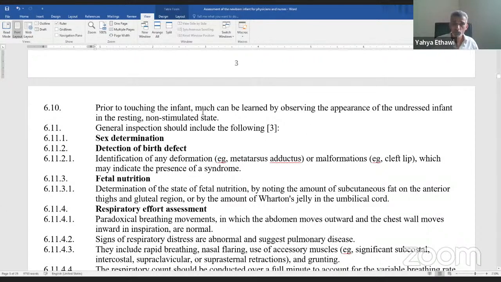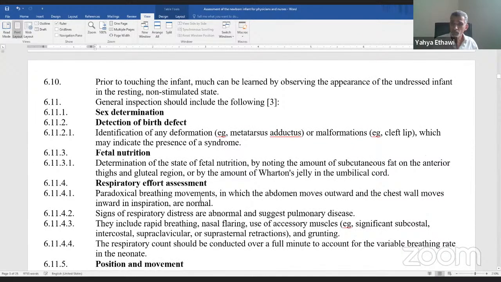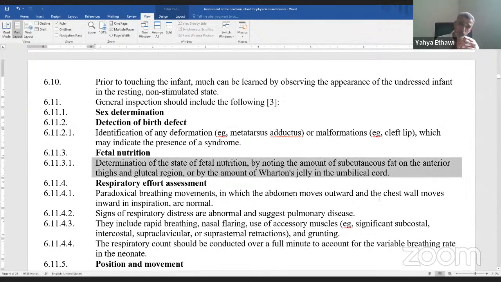In general, look for the gender and for any apparent birth defect, such as in the leg or in the hand. Look at the baby's nutritional status: overweight, macrosomic, or underweight, growth restricted. It's very important to look at the umbilicus and the amount of Wharton's jelly around the umbilical vessels, because that will give you a good idea about the nutritional status of the baby. You can also look at the thigh and the gluteal area to see whether the baby is normal weight, overweight, or underweight.